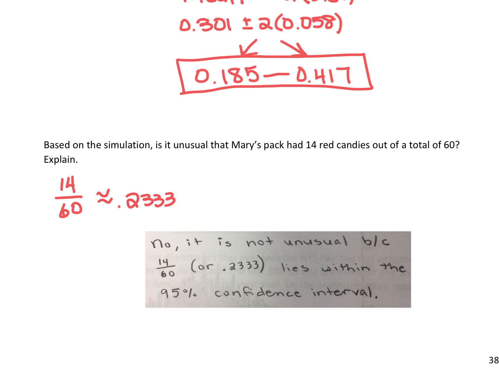Okay, so here we have it. I said no, it is not unusual because 14 out of 60, or 0.2333, lies within the 95% confidence interval. And make sure when you give your explanation that you use this terminology.